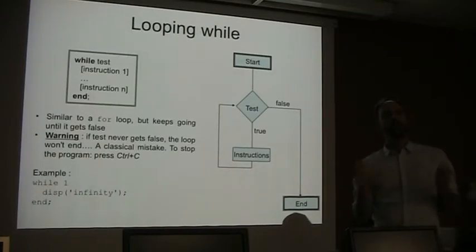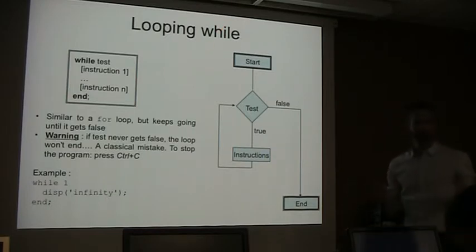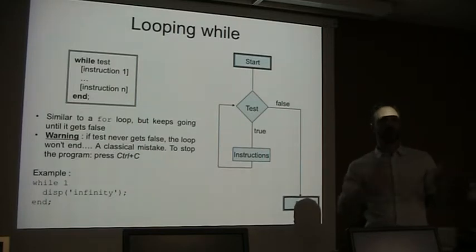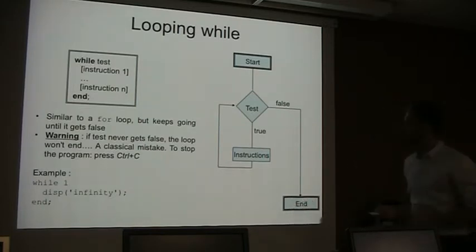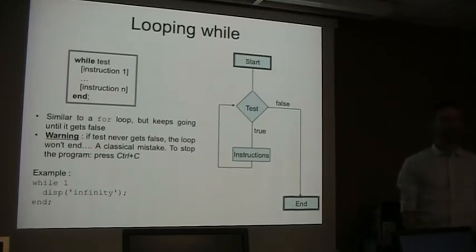So we talked about the for loop. The for loop does a specific number of iterations. So if you tell it go i equals 1 to 6, it does 6 iterations. We also have something which is called while, and which will run forever if you don't make it stop. Why don't you just type into the command window while 1, new line, this, infinity, new line, end, and see what happens.